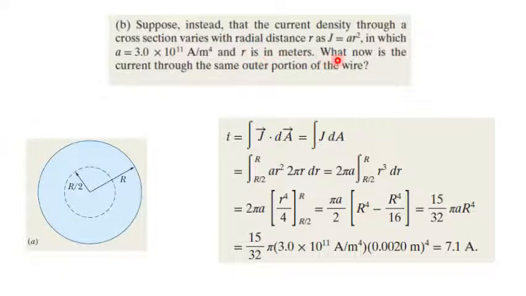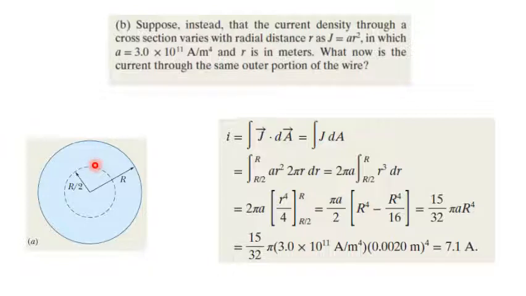So what is the current through the same outer portion? It is required to find the current in this annular ring from R over 2 to R. Now the problem is not simple multiplication of the current density J by the area. It is the integration of the current density J over the area.